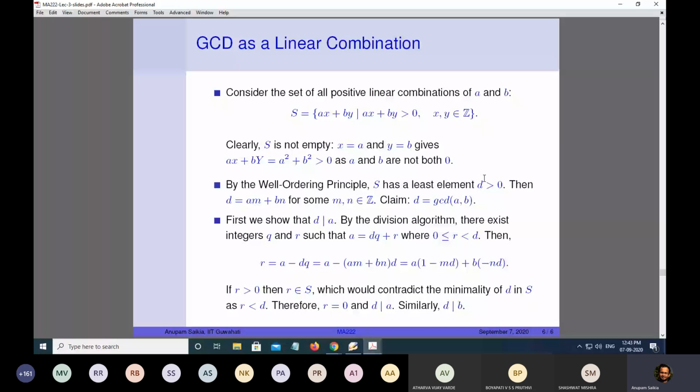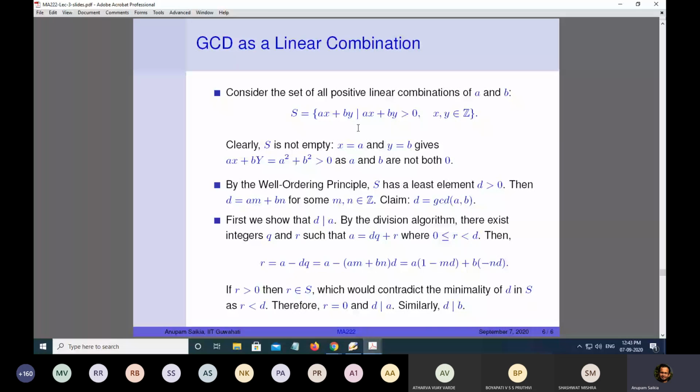And in this case, since we were interested in showing the GCD as an integral combination, we took the set of integral combinations as the set S, insisting that it is the positive combinations I am taking. Since it is non-empty, it had the least element D. And we have to show first of all that D divides, it's a common divisor.